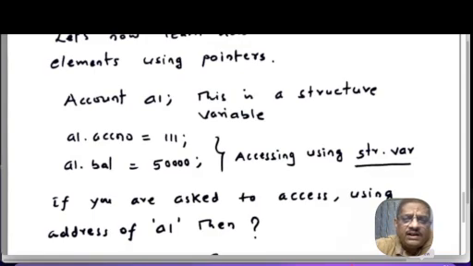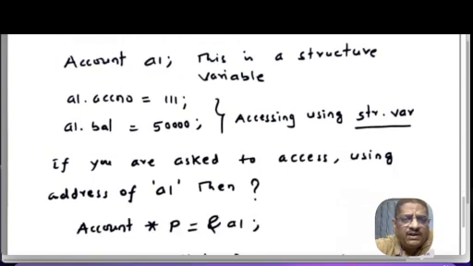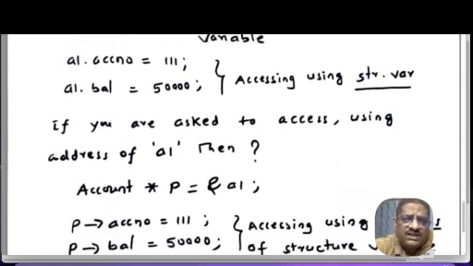Now what I did here, I have a structure variable with me. Using this structure variable and the address of the structure variable, I'll be accessing the elements. A1 is a structure variable. Look at this statement for the address of A1: account star P. So P is a pointer of type account, because P holds the address of A1.